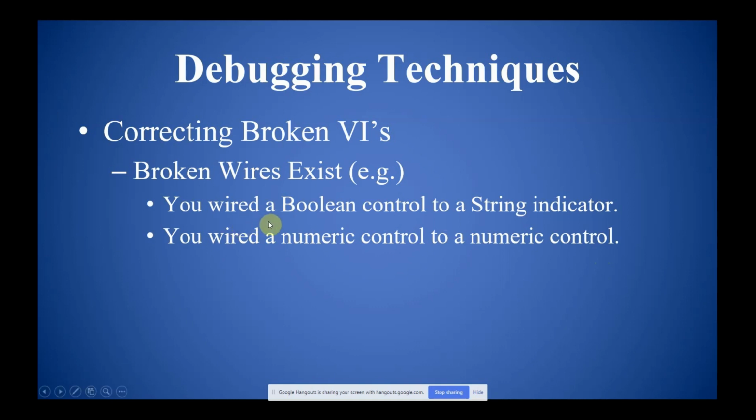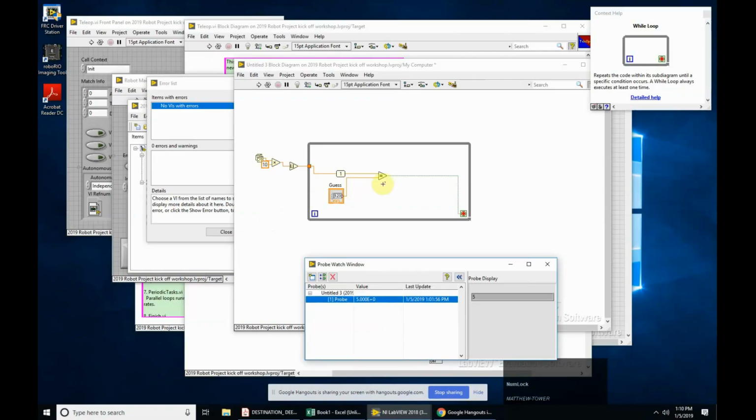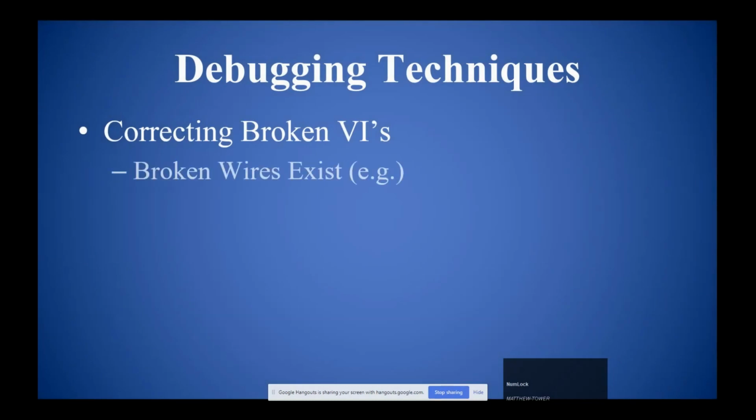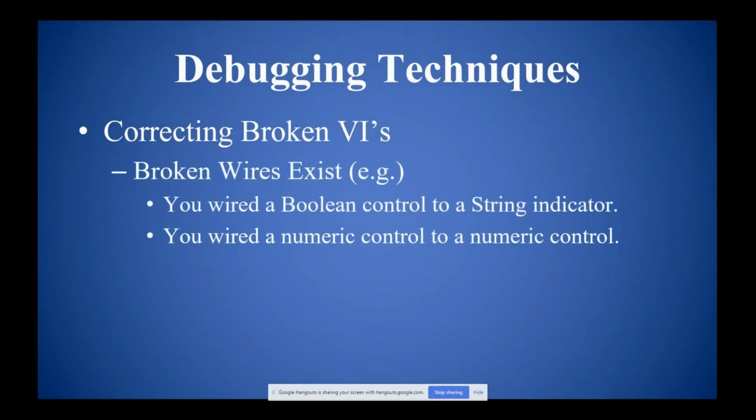Also, if you're trying to swap types, if you noticed, these wires have colors. Orange is for a double or a decimal point number. Green is for a Boolean. And you cannot wire two types together. There are some conversion VIs, but without the conversion VI there, that would be a broken wire.